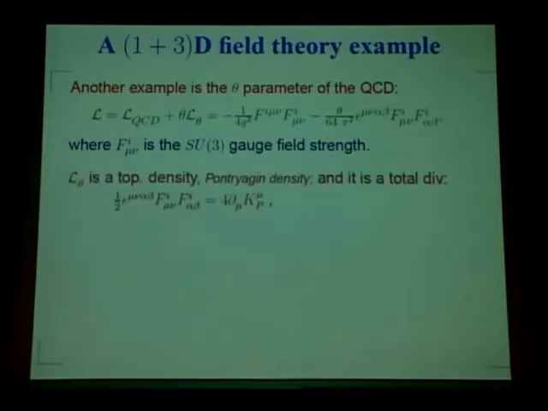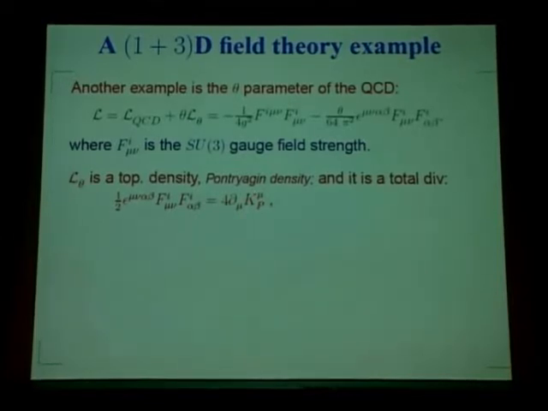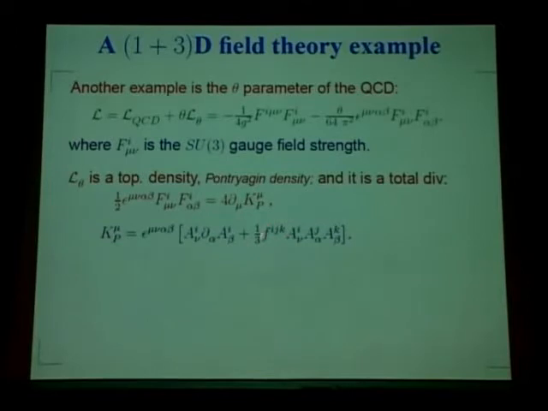So this term that we have added to the Lagrangian density, theta times 1/64π² epsilon times the square of F's, is indeed a topological density, known as the Pontryagin density. It's a total divergence. I have explicitly written down here that one half epsilon mu nu alpha beta F mu nu F alpha beta is 4 times the divergence of a vector K, where K is epsilon mu nu alpha beta times (A nu del alpha A beta plus 1/3 f i j k structure constants times three A's). This is the well-known Chern-Simons form.